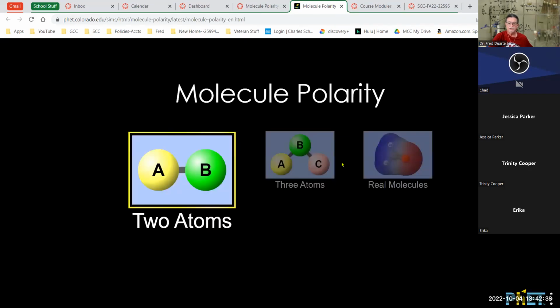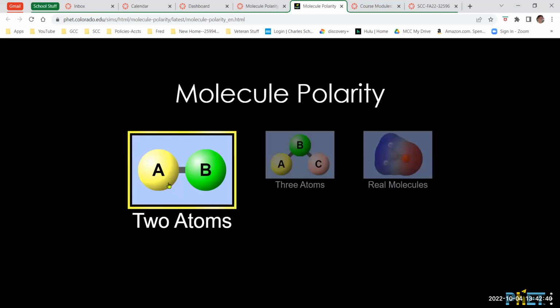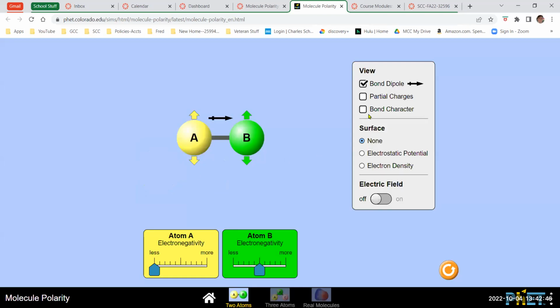We're going to select the 2 atoms. You can go 3 atoms and then actually look at real molecules. We're going to do 2 atoms. Okay, we're going to do a couple of things here. Now, unfortunately, I wish they would change the letter A and B here, but make this right now because both of them have the same electronegativity. They're basically a nonpolar bond.